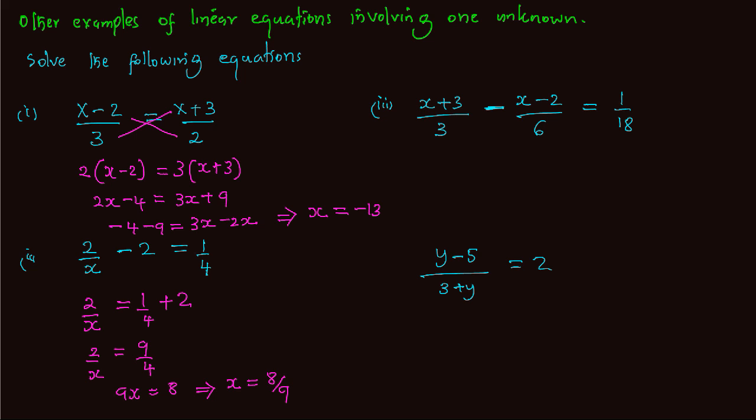Third example, we find the LCM of 3 and 6, which will be 6. 6 divides 3 2 times. 2 times the numerator will be 2 into x plus 3 minus 6 divides 6 once. 1 times the numerator of the second fraction, x minus 2, which is equal to 1 over 18.